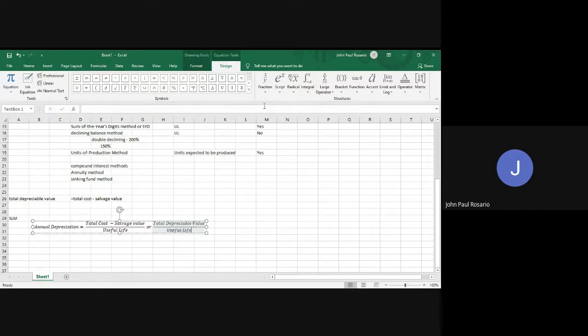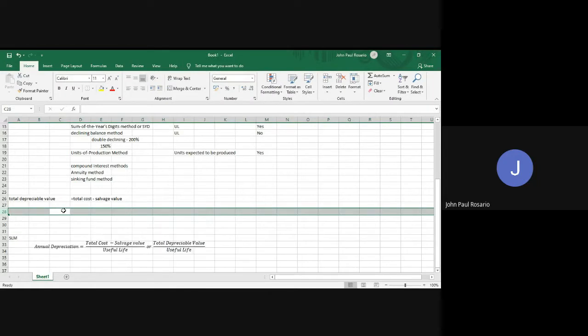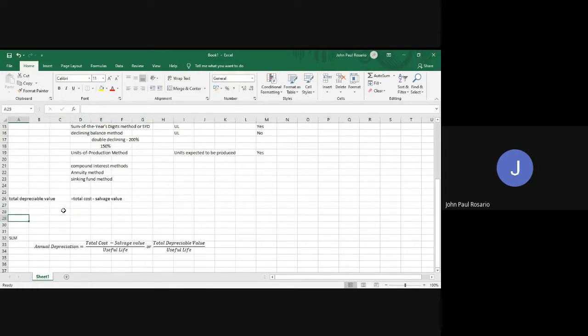Now, with that, let's go to a sample problem. Let's say that we will be using this problem for all of our examples. Let's use Barton Enterprises.